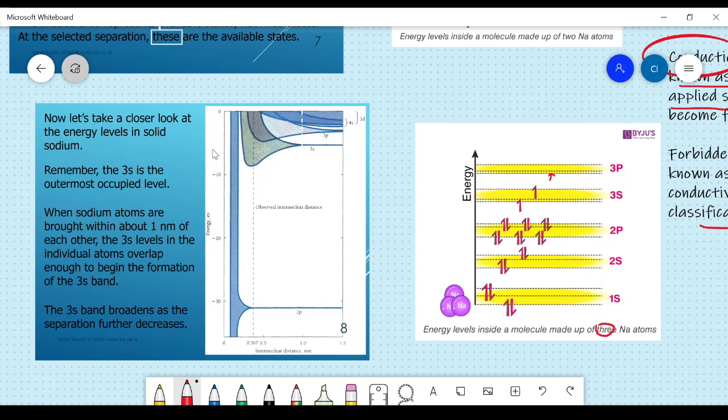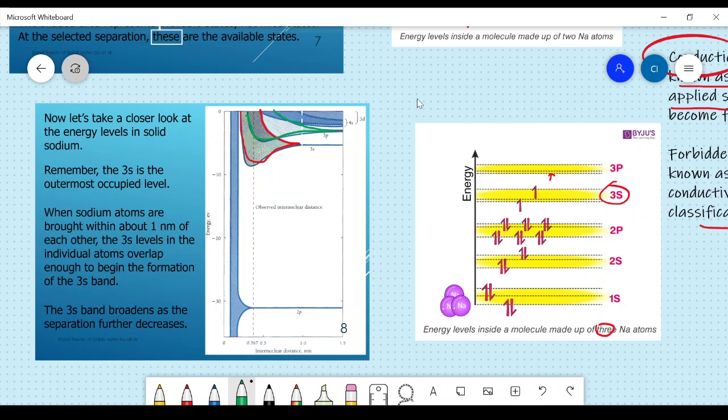Now let's take a closer look at the energy levels in solid sodium. Remember, 3s is the outermost level. When sodium atoms are brought within about 1 nanometer of each other, the 3s levels of the individual atoms overlap enough to begin the formation of a 3s band. This is the 3s band there. Now you can see that the 3s band is overlapping with the 3p band. Already, the 3p band doesn't exist.